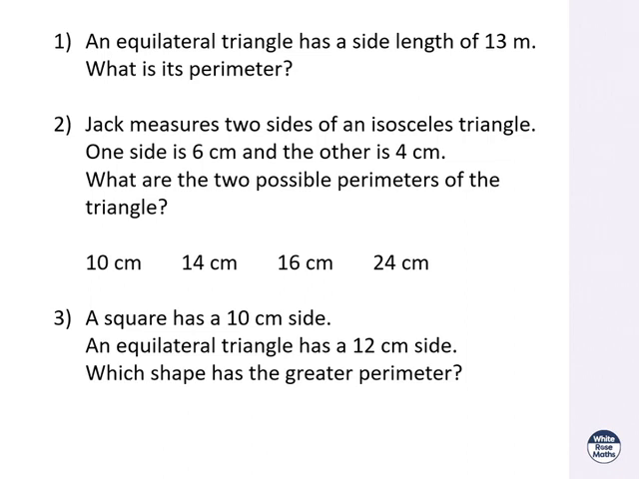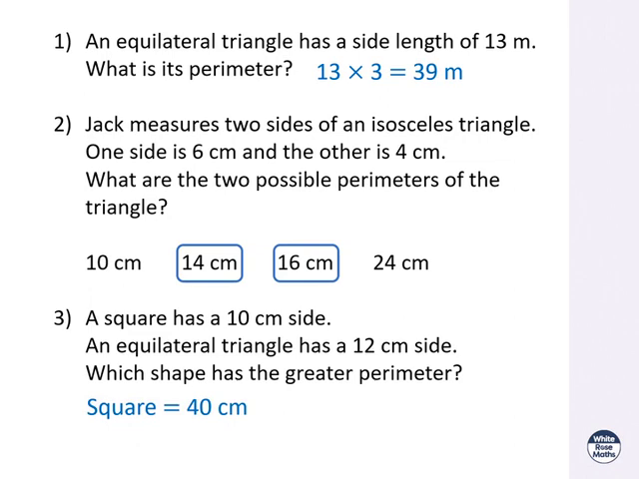For question 1, the perimeter of this equilateral triangle will be 39 meters, as we need to multiply 13 by 3. For question 2, the two possible perimeters are 14 centimeters and 16 centimeters. For question 3, the square would have a perimeter of 40 centimeters, and the triangle would have a perimeter of 36 centimeters, so the square would have the greater perimeter.